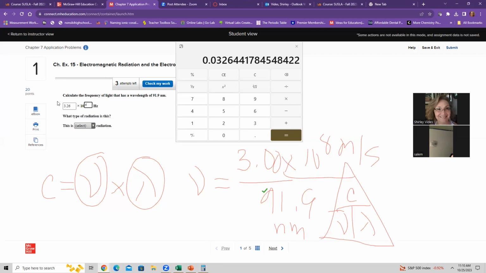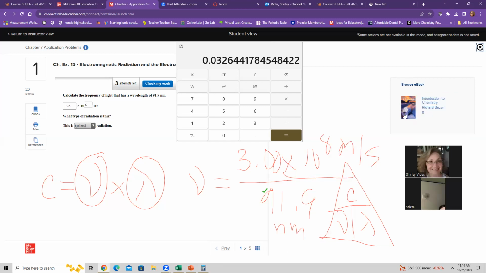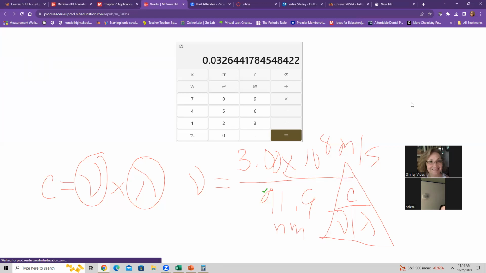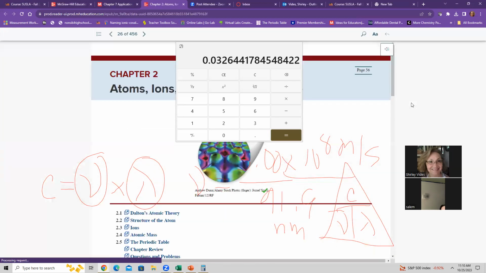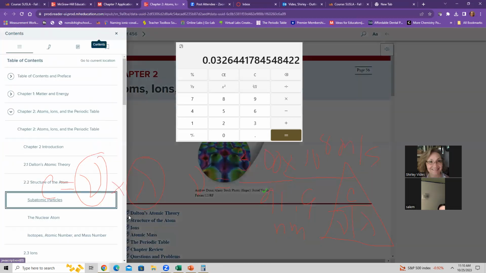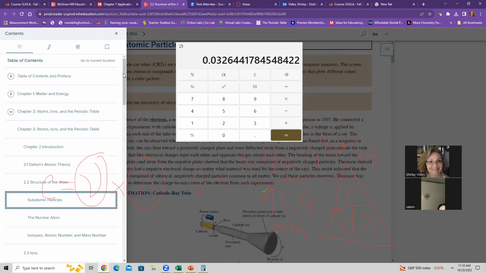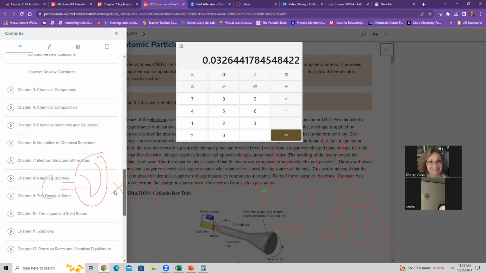Okay, yeah. So now to figure out what wavelength that is, we need this guy. Okay. And we need the electromagnetic spectrum, which is in chapter 7, not chapter 2. Click on the 3 lines at the top. Yeah, I know. I need to find. Oh, come on, you. Stop it. I'm trying to bring it down. 7.